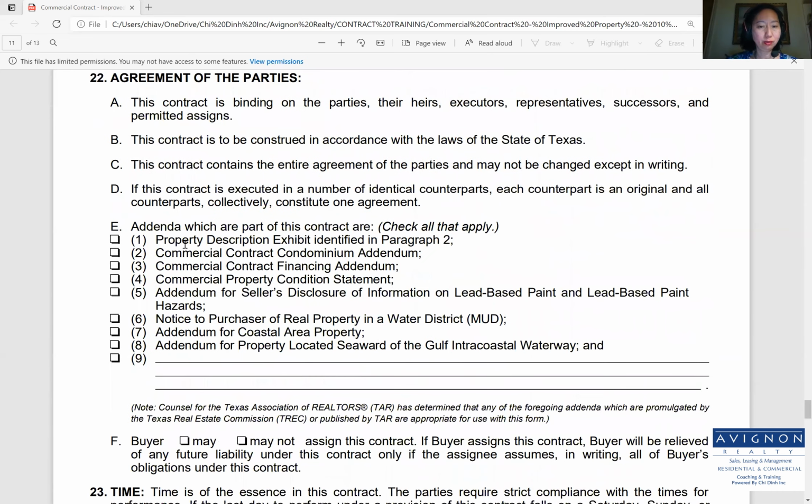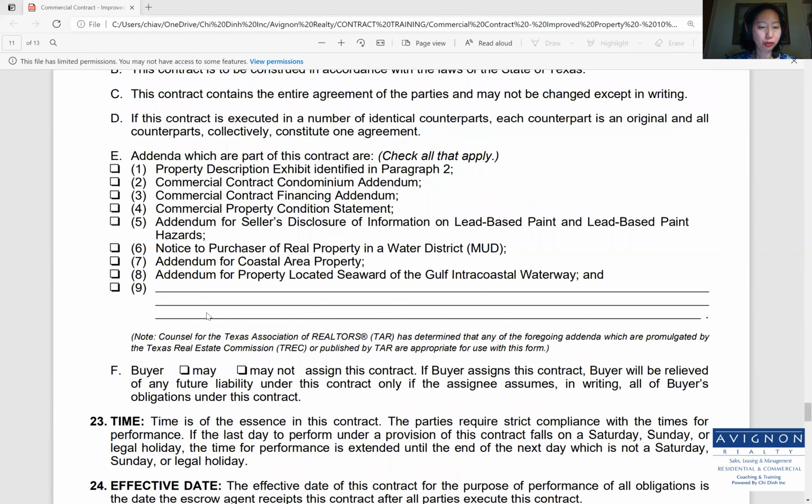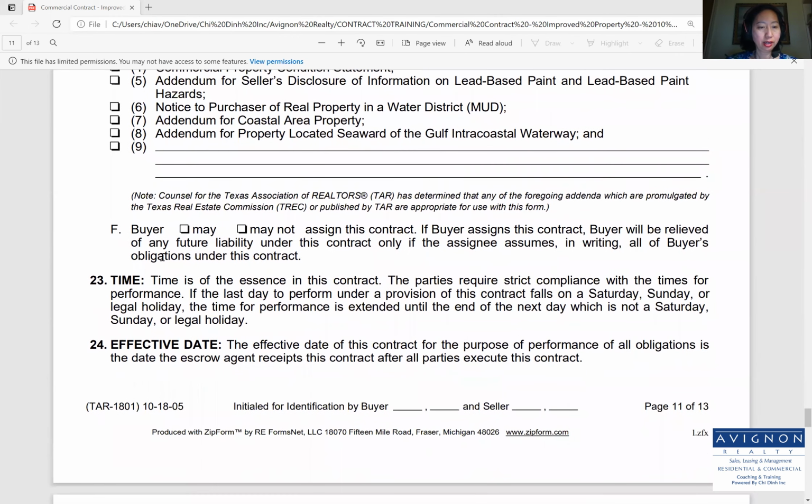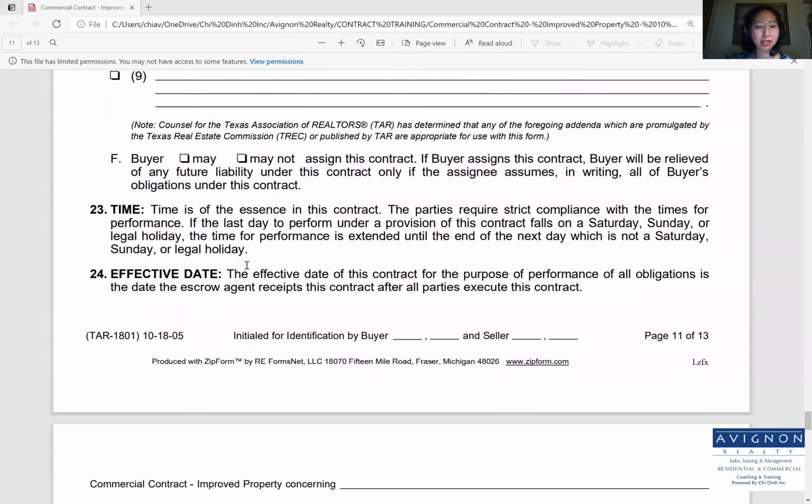And then check all that apply, any of these addenda 1 through 9. And then F, buyer may or may not assign this contract. If buyer assigns this contract, buyer would be relieved of any future liability under this contract only if the assignee assumes in writing all of buyer's obligations under this contract. And then of course, time is of the essence in this contract.